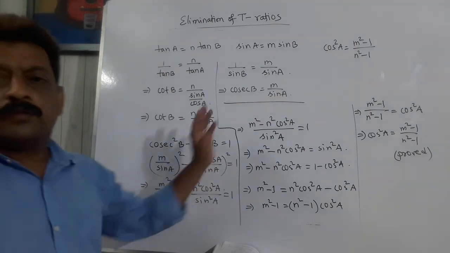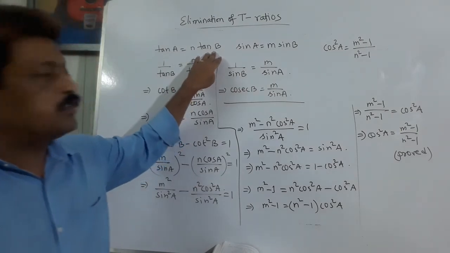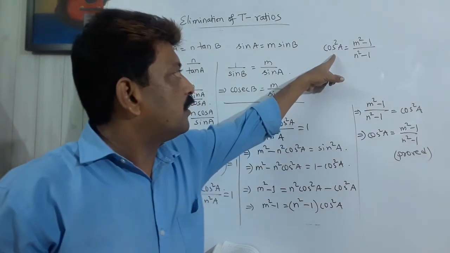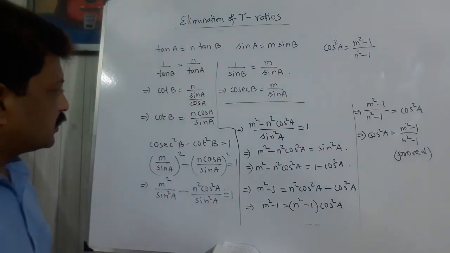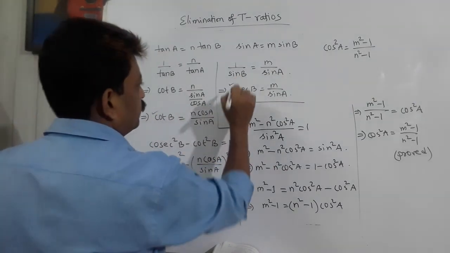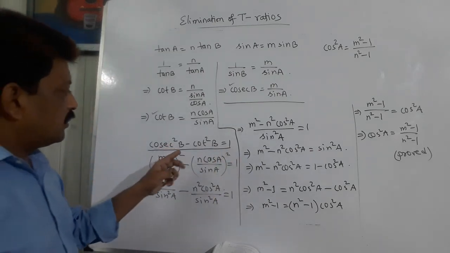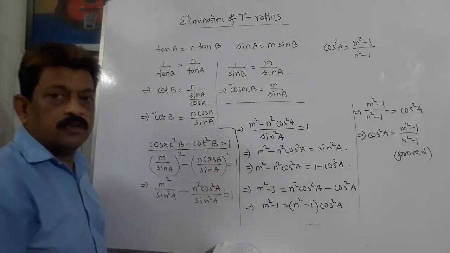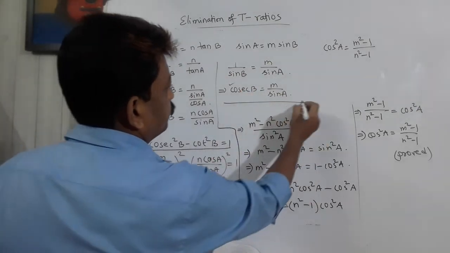So in this way, from the given part, the trigonometric ratios of B, that is tan B and sin B, have been eliminated, and we have found the value of cos square A. Just go through the question to see how this technique has been applied. First we have to find the value of cot B and cosec B, and then use the identity cosec square B minus cot square B in such a way. So if we put in the values, the angle B will automatically be eliminated, and that is evident from the steps.